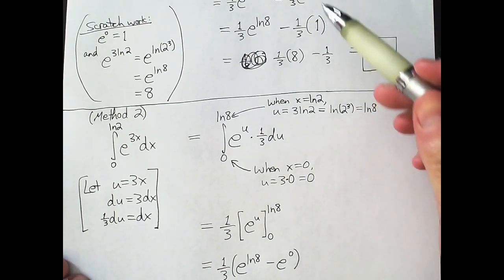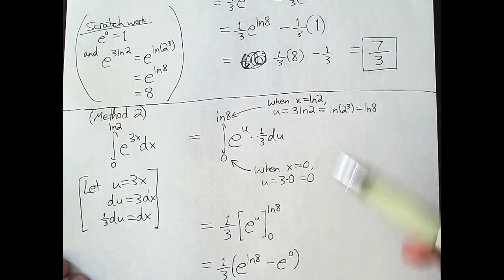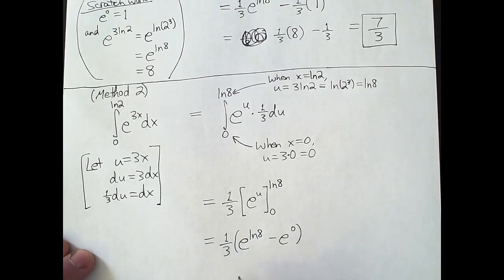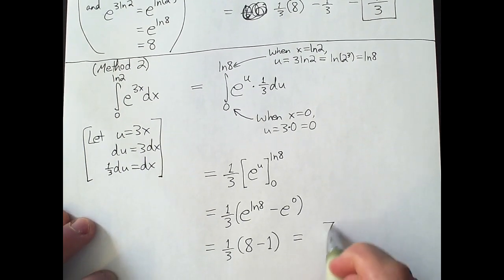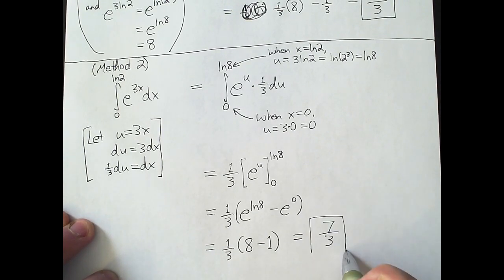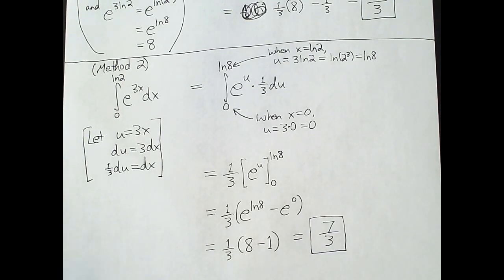This kind of looks a little different than the way the problem was ending previously, but it's going to work out to be the same. So this is 1/3 times 8 minus 1. So we do get 7/3. So I think that the two methods take about the same amount of work. I said that I kind of lean towards preferring method 1, but it's up to you which one of these you like.